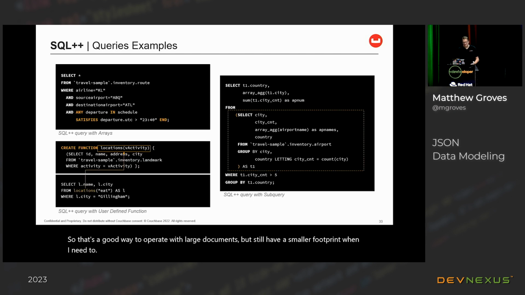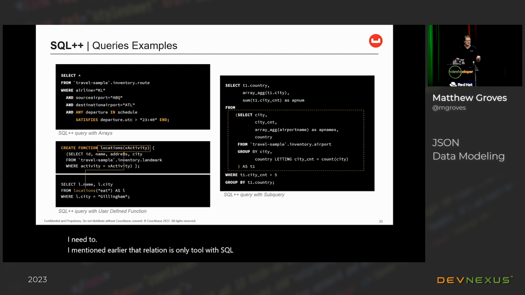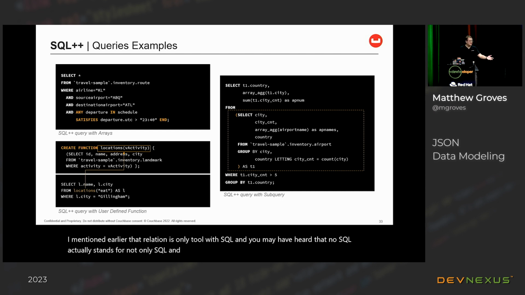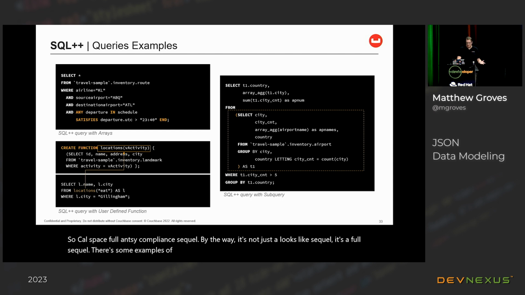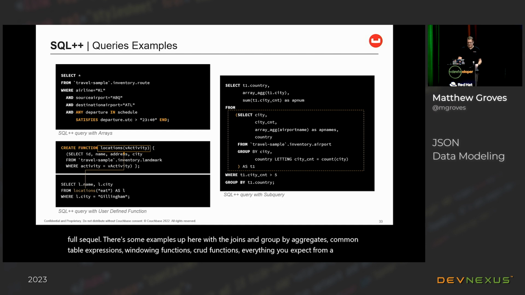I mentioned earlier that relational's only tool is SQL, and you may have heard that NoSQL actually stands for not only SQL. Now I'm getting into specifics with Couchbase. With Couchbase, that is true. For some JSON databases, it's true that it stands for we don't have SQL here. But for Couchbase, it means SQL is an option for you. Couchbase has full ANSI compliant SQL, by the way. It's not just looks like SQL, it's a full SQL. Here are some examples up here with joins and group by, aggregates, common table expressions, windowing functions, CRUD functions, everything you'd expect from a full SQL language is there.